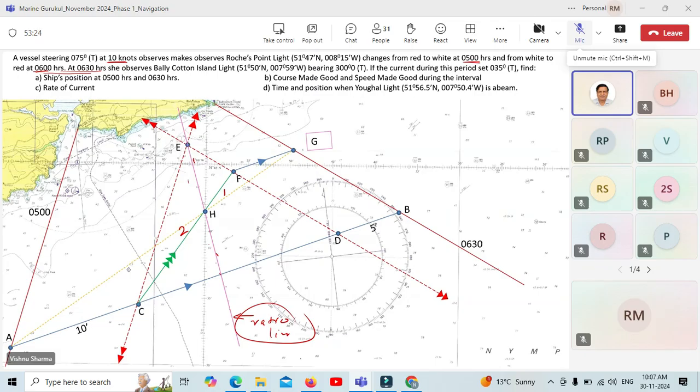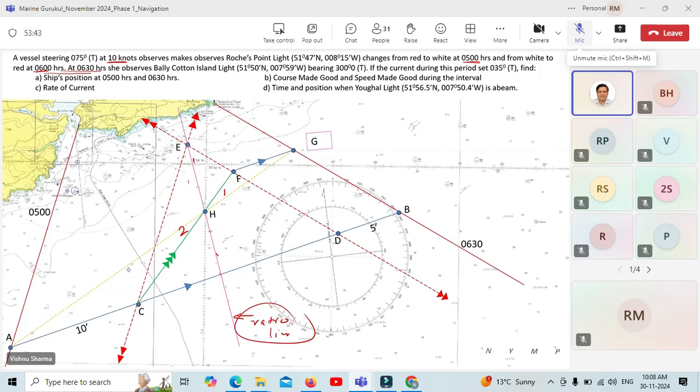So EH is the ratio line. You join EH, and it can be extended on either side of E wherever it is required. It does not have to be only on one side of E. It can be drawn on either side wherever you need.